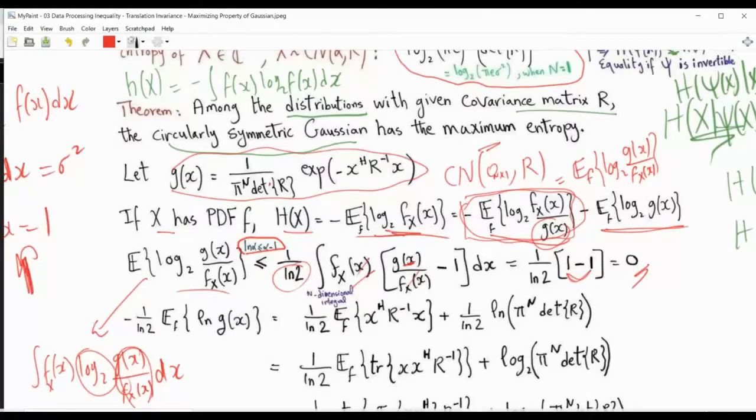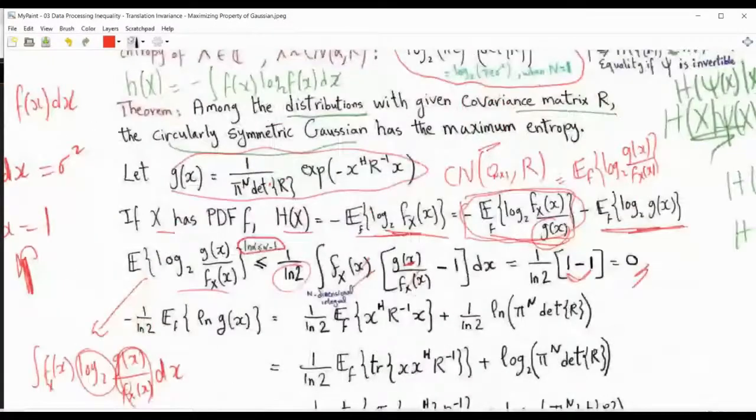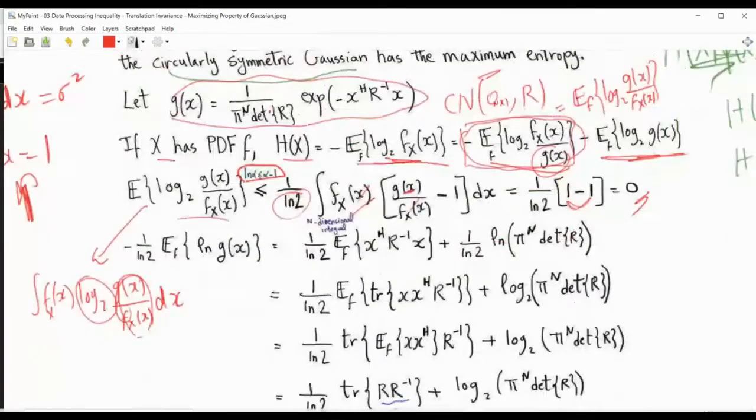But we are not done yet because there is another term here. For the other term, we will not upper bound it. Actually, we are able to sort of evaluate it. Okay, so here is the story. You want to take the expectation of log 2 g of x, and you notice g of x is the PDF, the Gaussian PDF.